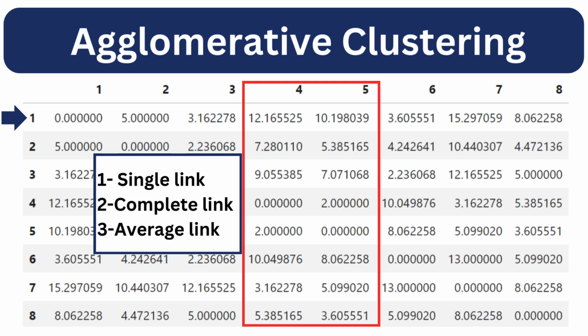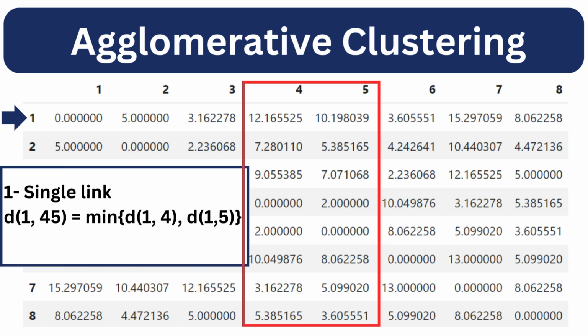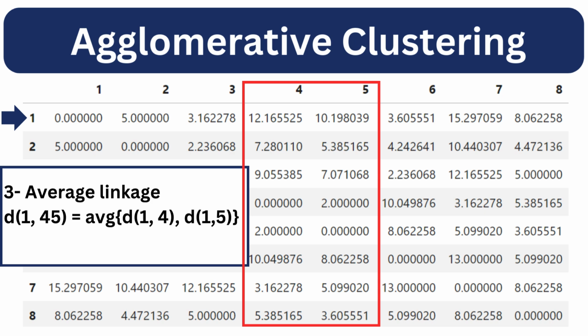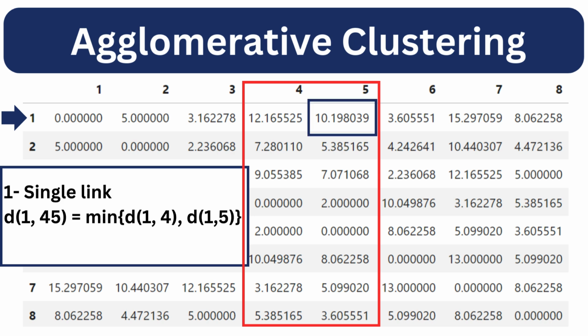Let's talk about single link. Single link takes the minimum distance between the 2 points. So the distance between 1 and 4 and the distance between 1 and 5, whichever is minimum will be selected in the single link method. There is another method called complete link, in which the maximum distance among the two will be selected. Average link will calculate the average distance between these 2 points. So let's choose single link for this complete exercise.